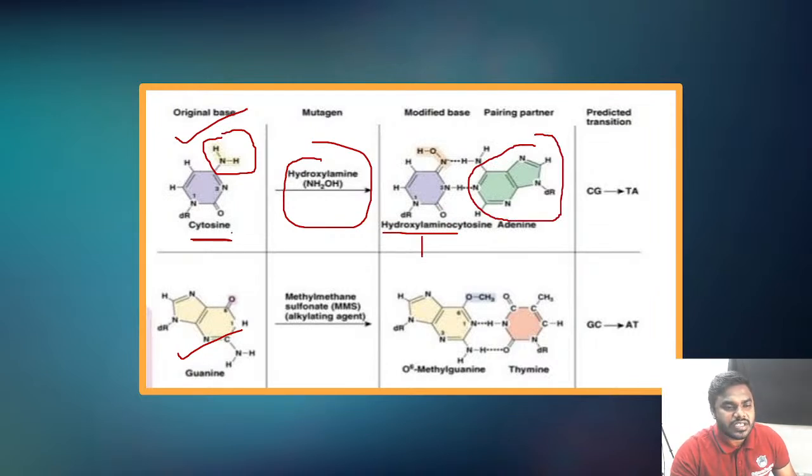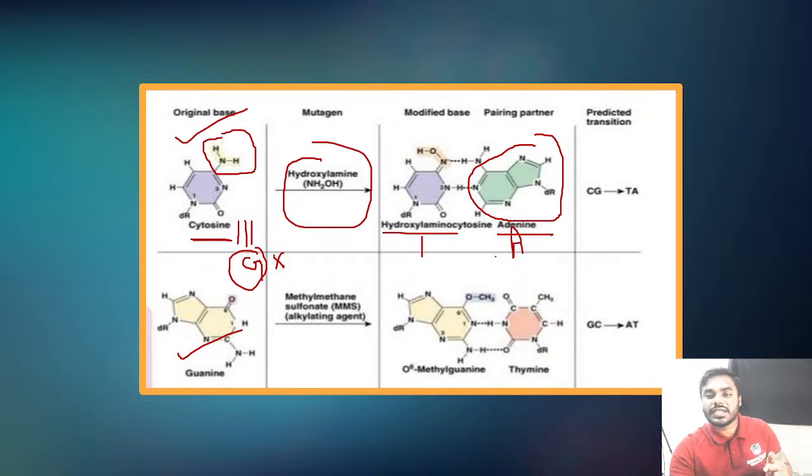See, cytosine originally has to pair with guanine, we all know that. But what's happening? Upon addition of the hydroxyl group to the amine of the cytosine, it is converted into hydroxylaminocytosine. So friends, hydroxylaminocytosine never pairs with the guanine. Instead of pairing with the guanine, it is going to pair with the adenine. As a result, the entire transition is changed from a CG to a TA transition. That's a very simple point.